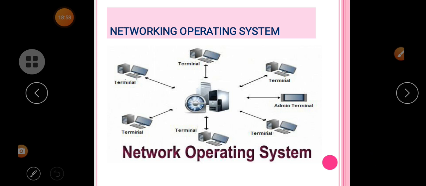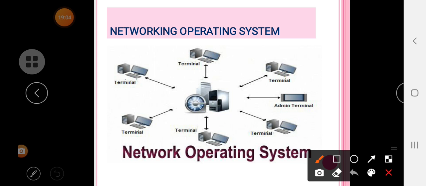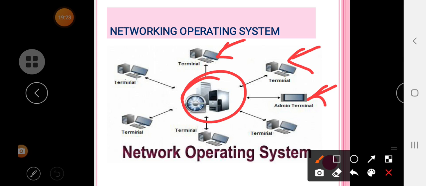So next is the networking operating system. Here you can see in this picture a networking operating system. You have different terminals, terminals meaning nodes. This one has a PC, this one has another PC, here you have a projector, and here you have one computer.